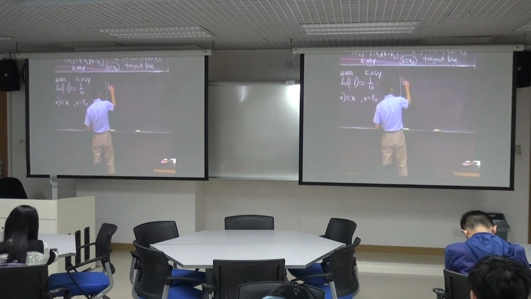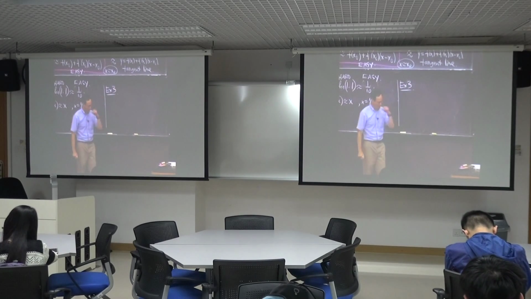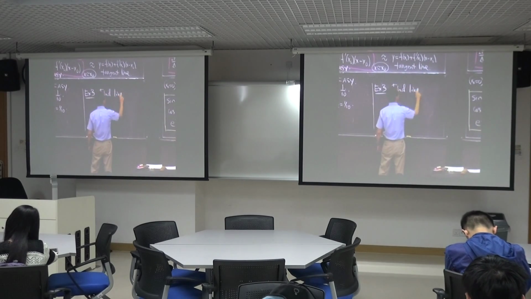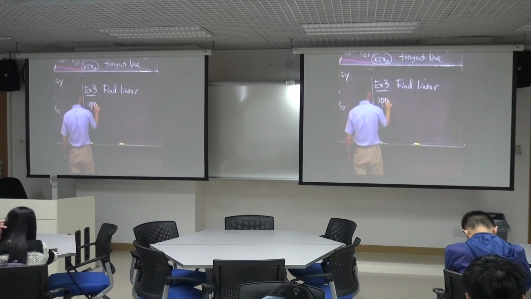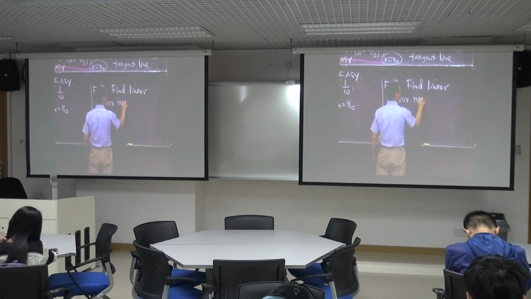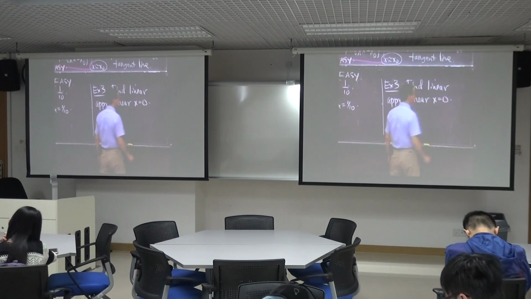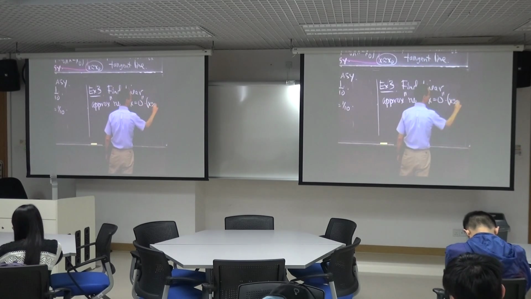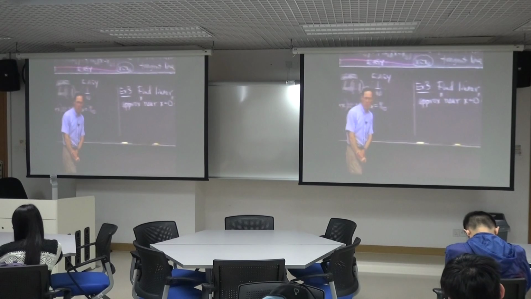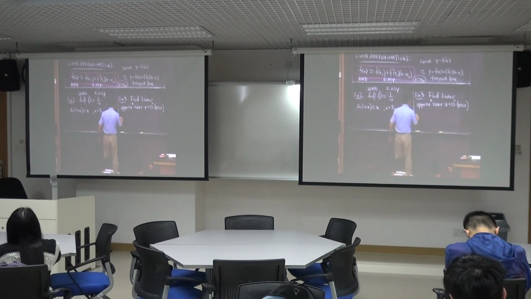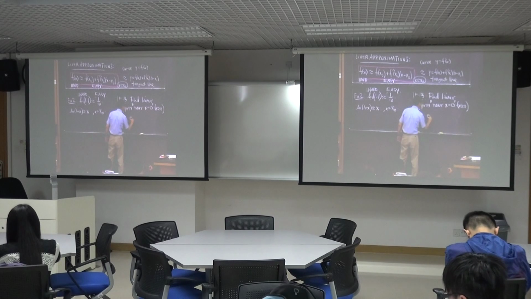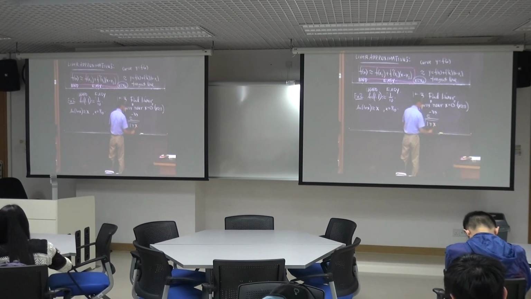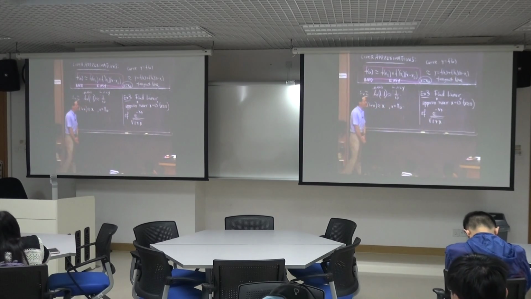So here's example 3. I want to find the linear approximation near x equals 0. When I write near x equals 0, that's the same thing as saying x is approximately 0, of the function e to the minus 3x divided by square root of 1 plus x. So here's a function.